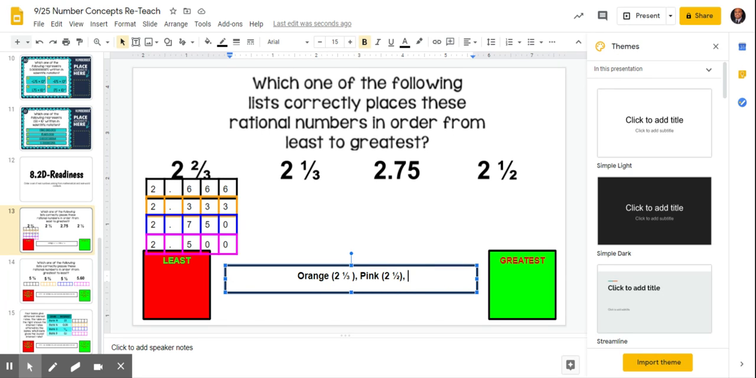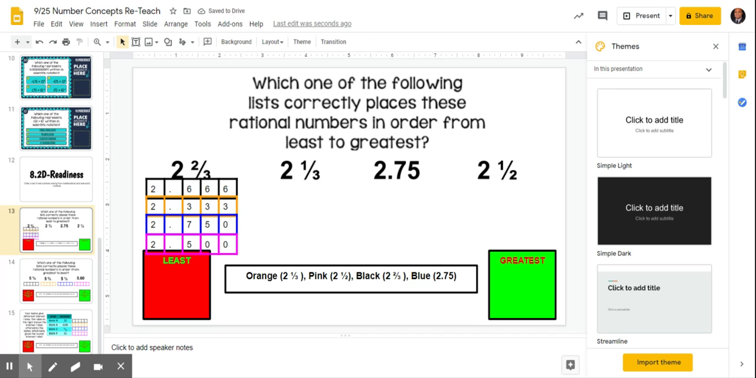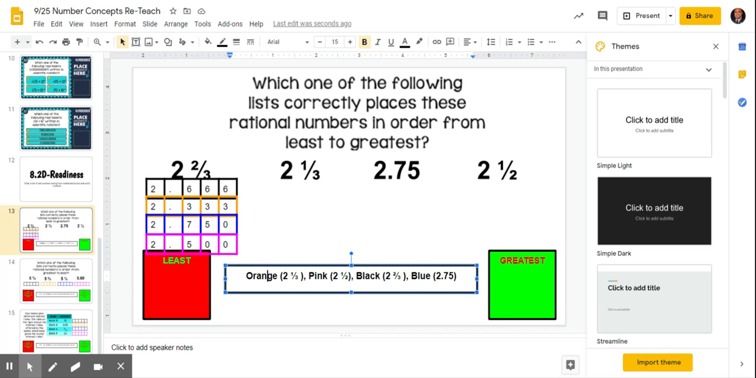So I had orange, then pink, and then what's smaller, the blue one or the black one? Hopefully you would tell me the black one, which was 2 2/3. Lastly, we have the blue one, which was 2.75. Orange was the least, which is why it's over here on the left. The blue was the greatest, why it's over here on the right.